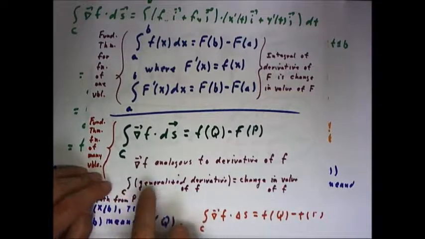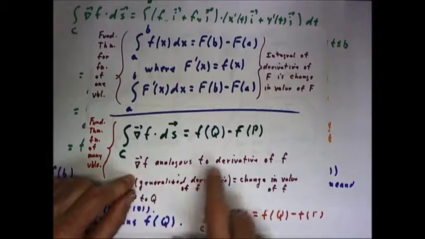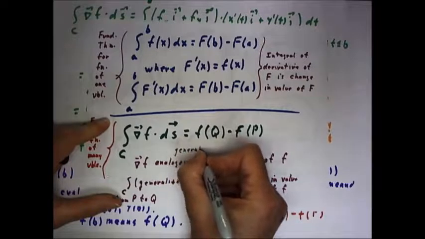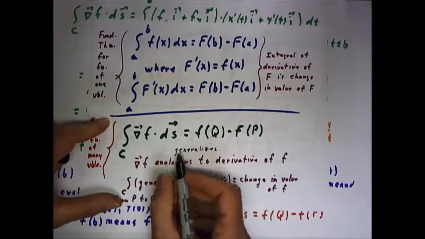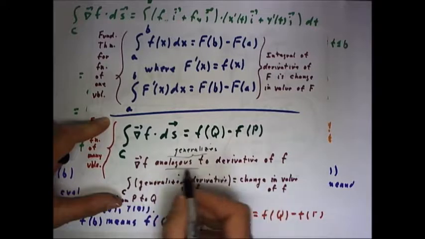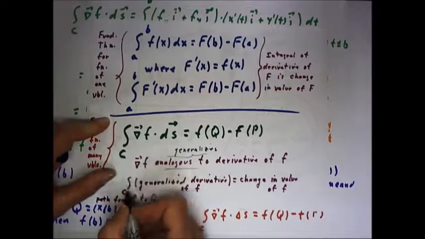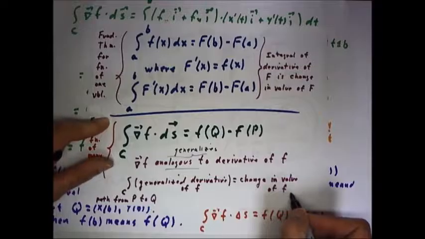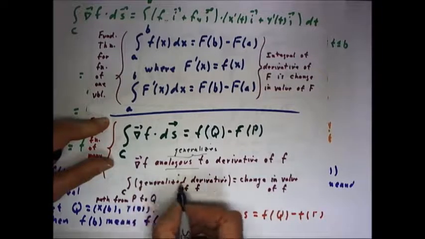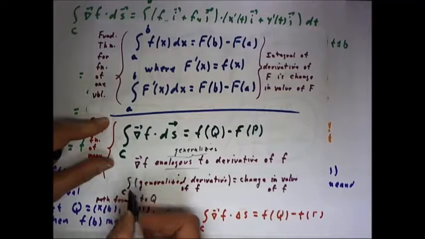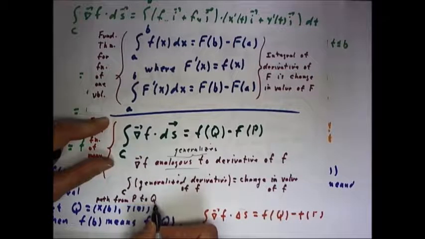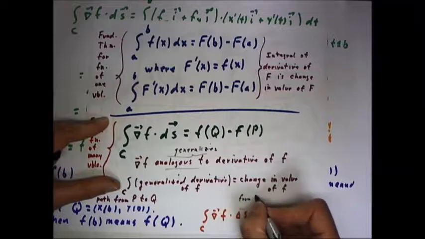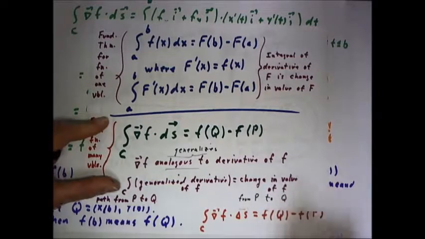We can thus say that since del f is analogous to the derivative, it actually generalizes the concept of the derivative. We're saying that the integral of the generalized derivative of the function little f is equal to the change in the value of little f, where we integrate the generalized derivative over a path C that runs from a point P to a point Q. So this is a change in the value of f from point P to point Q.